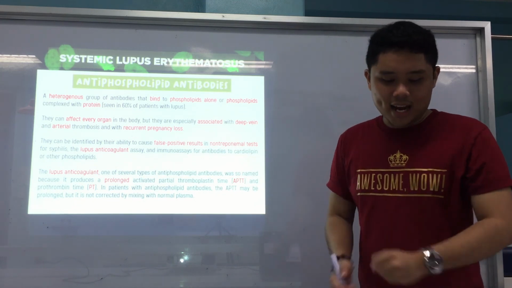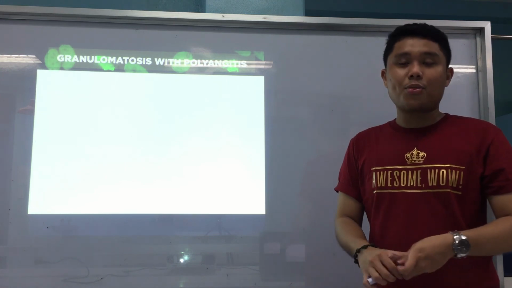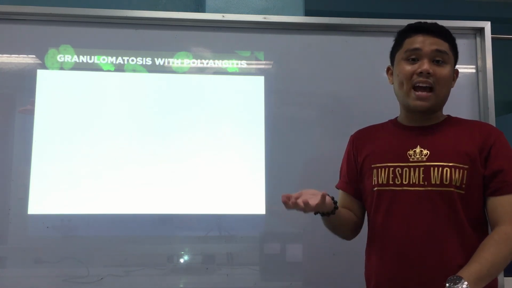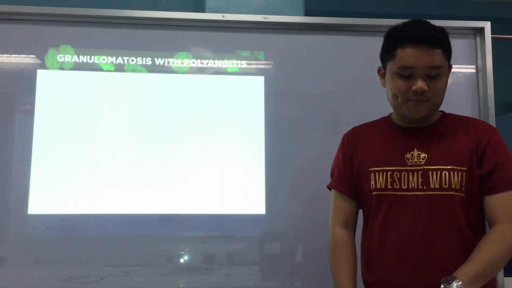Okay? Alright. Now for the next video and up to the rest, we'll now continue with the third type of systemic autoimmune disease, and that is your granulomatosis with polyangiitis until the end. Okay? Alright, so I'll see you on the next video. Okay.